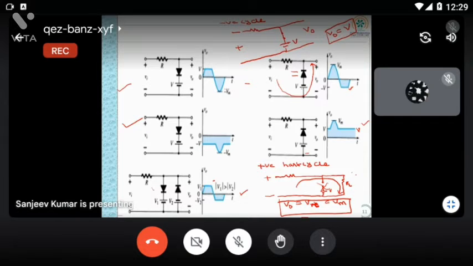So remember, any type of waveform can be given. You can also design the circuit. If you understood clearly, you can design it. Or sometimes the circuit will be given and some input will be given, and accordingly you find what output you will get. This type of problem may be asked in the exam also.